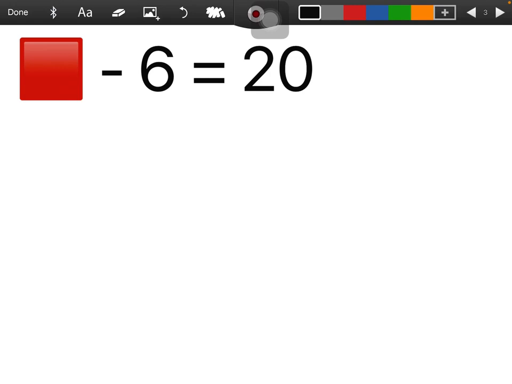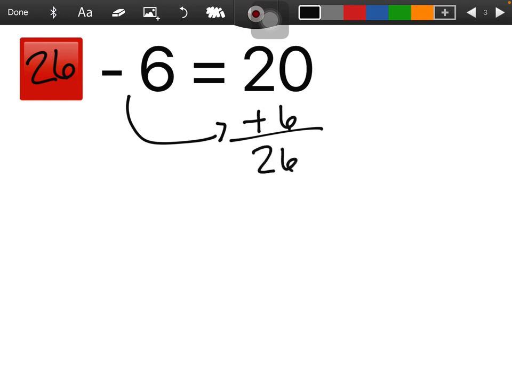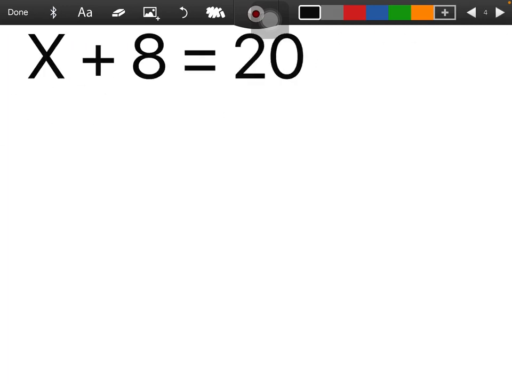Well, if I'm subtracting 6 and my ultimate goal is 20, that must mean my original number was 26. And I know that because I can just add it to it and get 26, right? Well, that's pretty much exactly how you do a solution to an equation. You do the opposite of what it says that you are doing to find it, okay? So for this example, something plus 8 gives you 20. Well, 8 and what will give me 20?